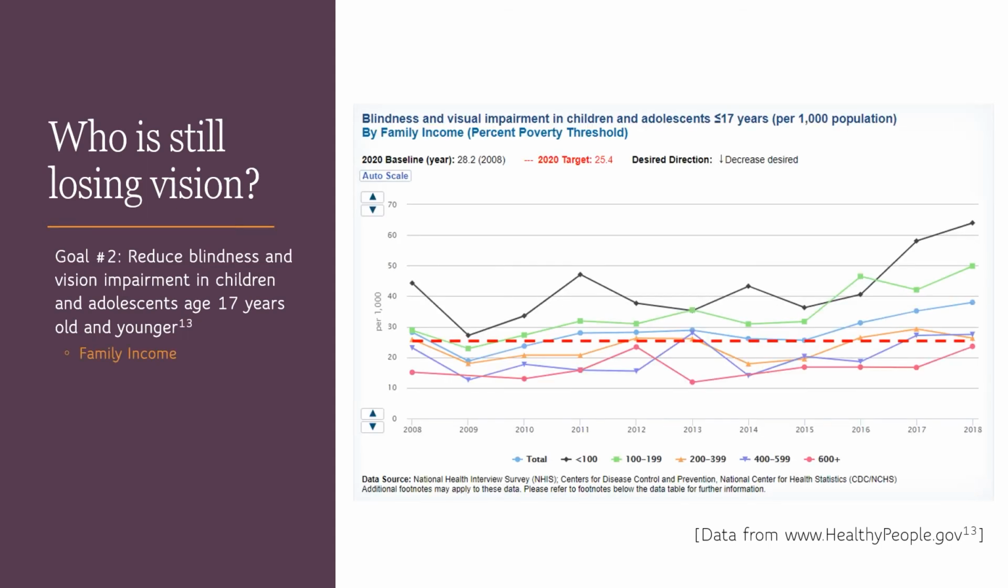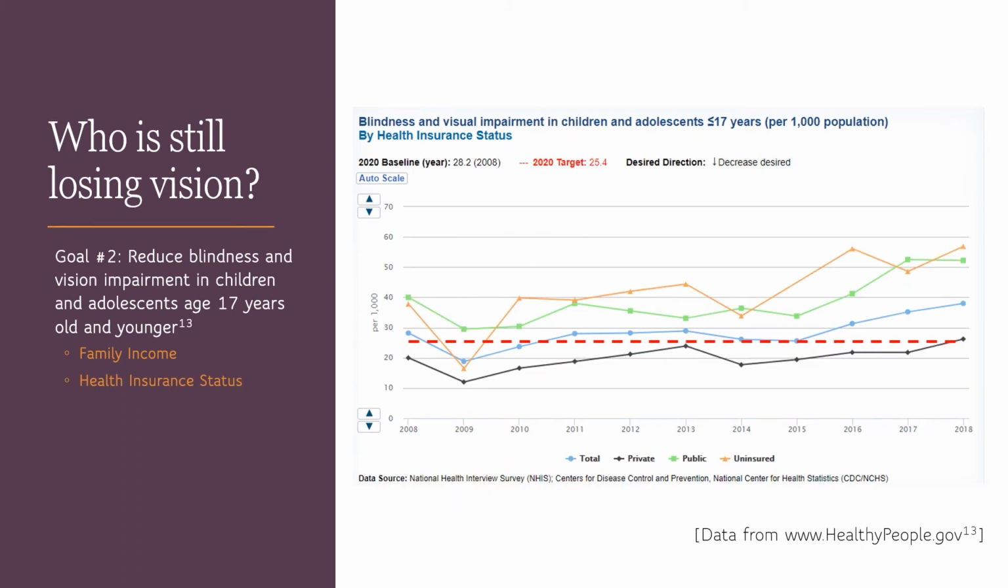Family income data show patients with lower income consistently reporting the highest rates of visual impairment, and unfortunately, over the last 10 years, there has been a trend towards higher rate of visual impairment, especially in patients closest to the poverty threshold. In addition, patients who are uninsured or have public insurances consistently report higher rates of visual impairment as compared to those with private insurance.